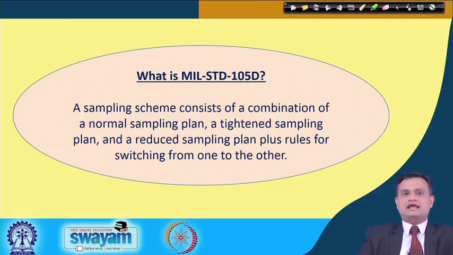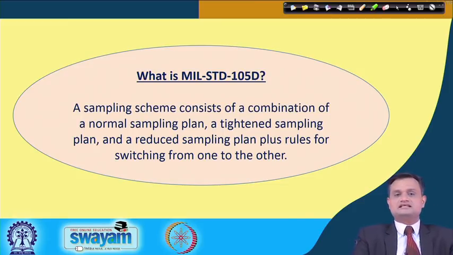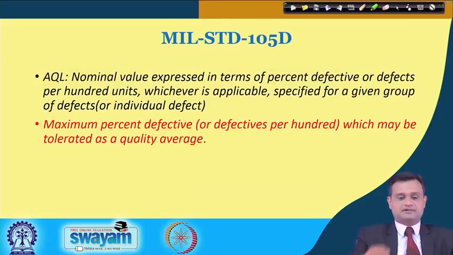In a simple way, MIL STD 105D is a sampling scheme consisting of a combination of a normal sampling plan, a tightened sampling plan and a reduced sampling plan, plus rules for switching from one to another. So far we have not talked about the level of inspection. Here you will see that we also consider the level of inspection and the condition which will help us to switch from one plan to another, and this is part of your ANSI or military standard sampling plan.